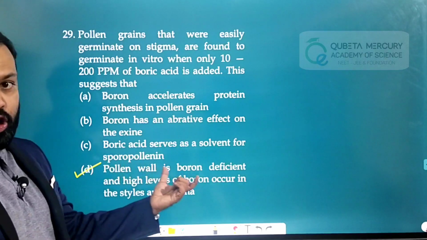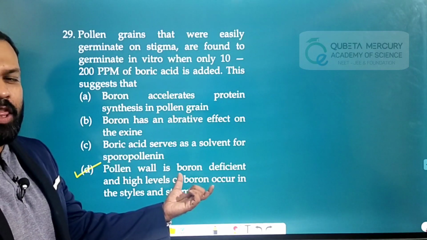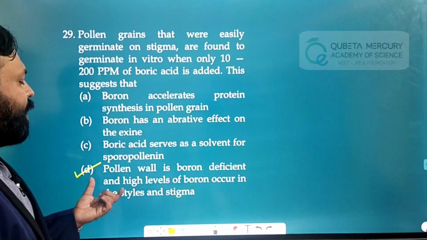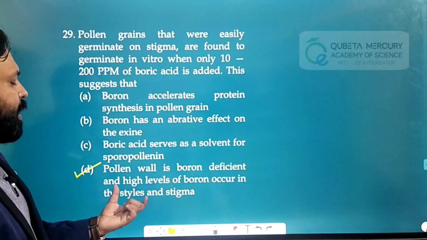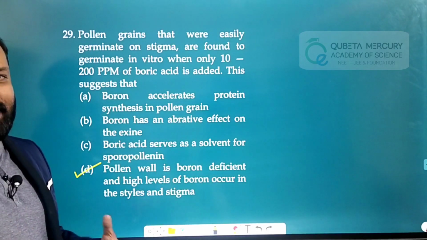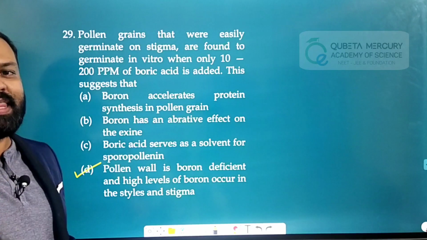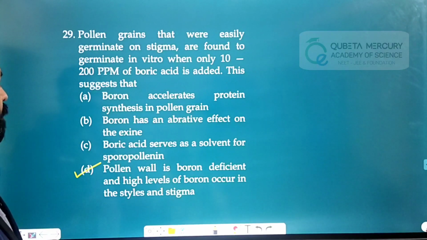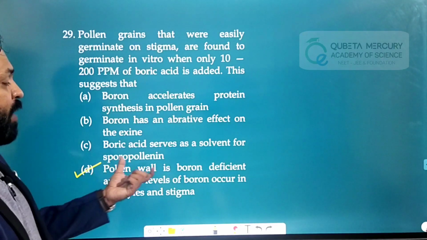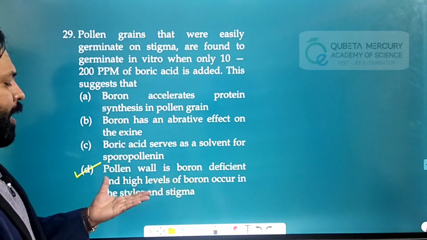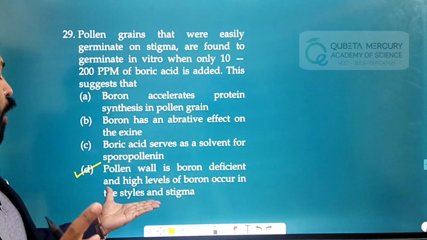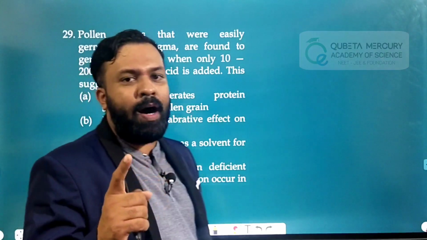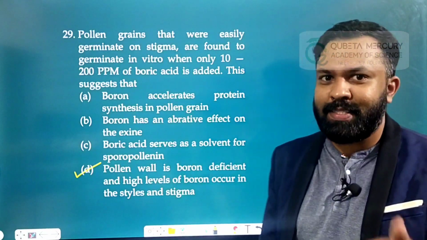Pollen wall is boron deficient. So, as such, they will not germinate, right? And high levels of boron occur in the styles and stigma. Thus, on the stigma, the pollen germination will take place in an easy way. That is the right answer. Pollen wall is boron deficient and high levels of boron occur in the style and stigma. Boron is a must for pollen germination, pollen tube elongation, cell enlargement, etc.